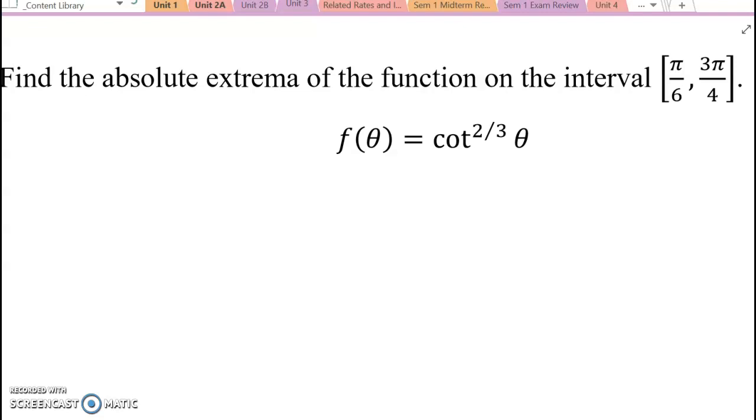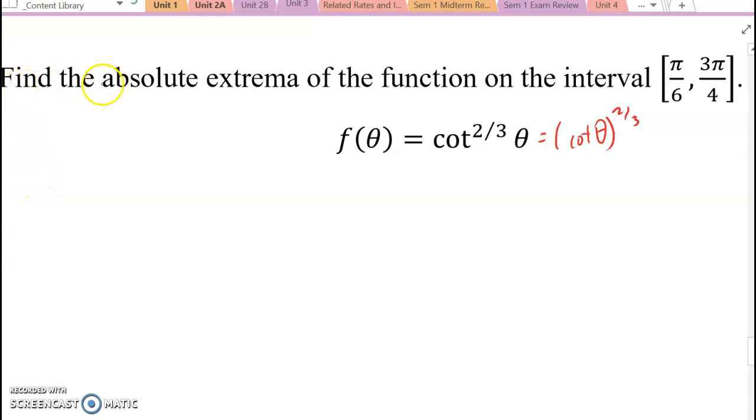Now that we know the extreme value theorem, let's try it with some trigonometry. Our function this time is f of theta equals the cotangent of theta raised to the 2/3 power. Remember, this is the same thing as cotangent to the 2/3 of theta. We like to write it the first way because we don't need parentheses, but we like to write it this way because it reminds us of the chain rule.